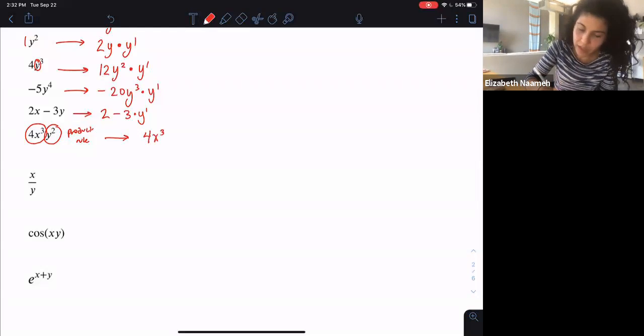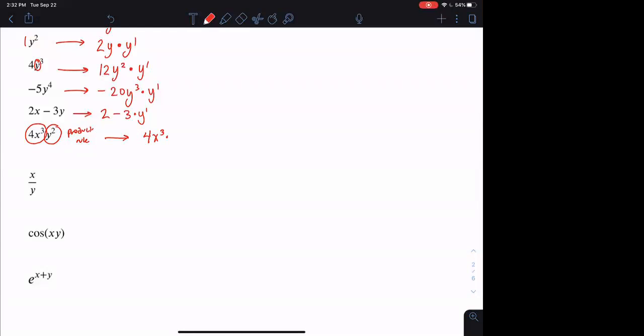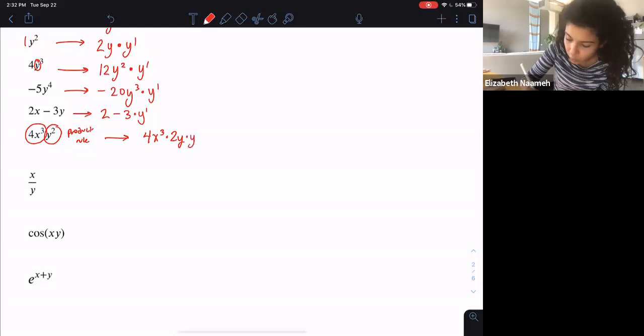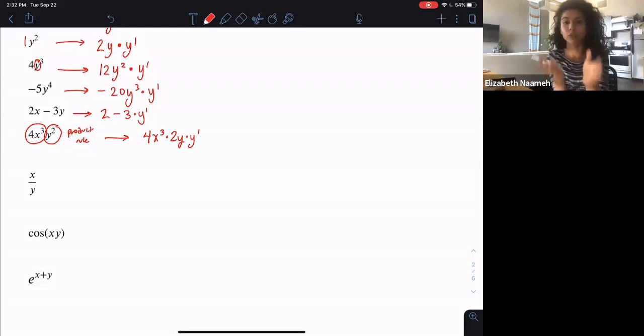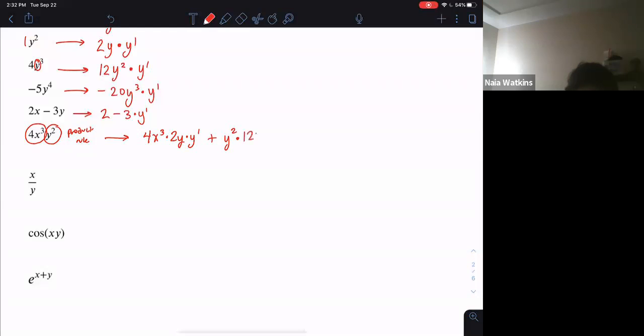And what's the derivative of y squared? 2y times y prime. Don't forget, chain rule. Power rule followed by the chain rule because it's a y. We're not done with the product rule. Next, put plus. This time I copy the second guy. And what's the derivative of 4x cubed? 12x squared. Nice, we're done.